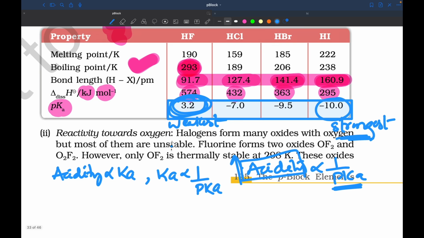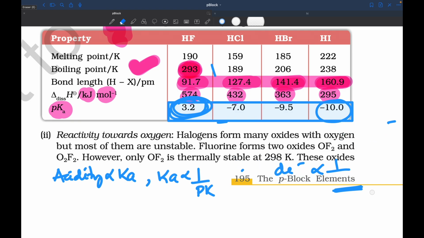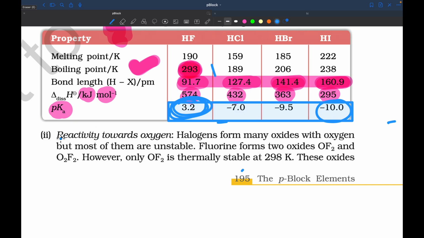Okay. Next we'll move to oxides. Oxides of halogens: many types of oxides are known. Which oxides are very common? Let's check here. Reactivity towards oxygen: halogens form many oxides with oxygen. Most of them are unstable.